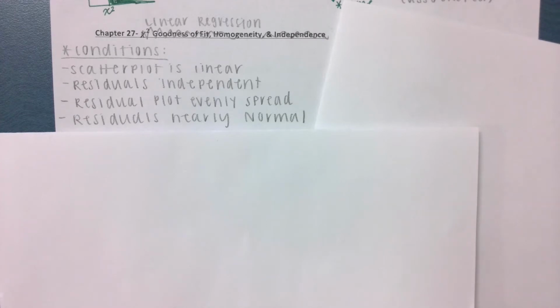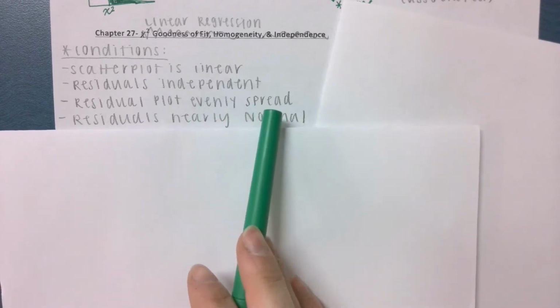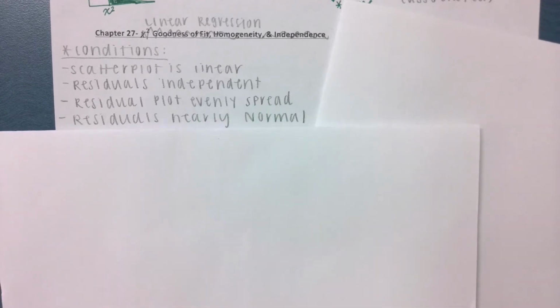Your residual plot needs to be evenly spread. Usually they will give you the residual plot on the AP test because typically they give you that computer output. So chances are they'll just give you the residual plot. You just have to know that we're looking for that even spread. No clumps or groups should be seen.